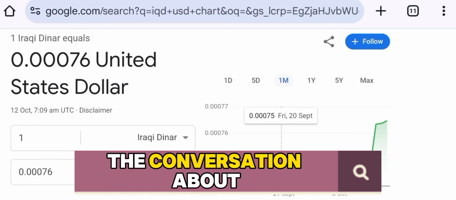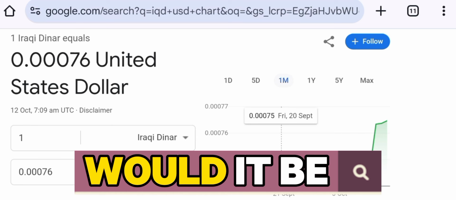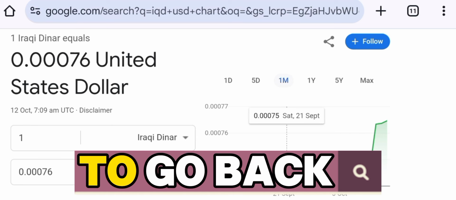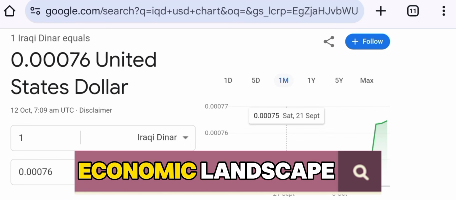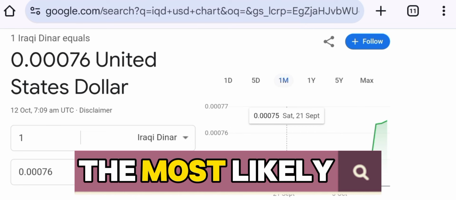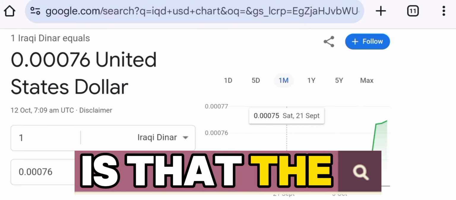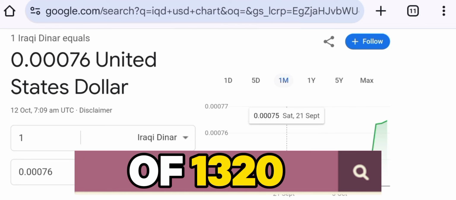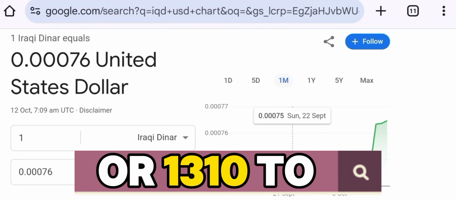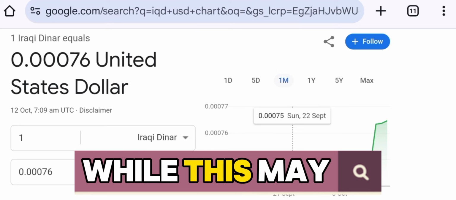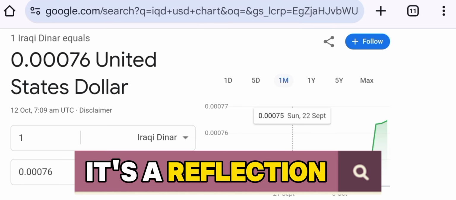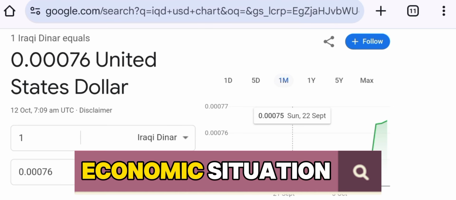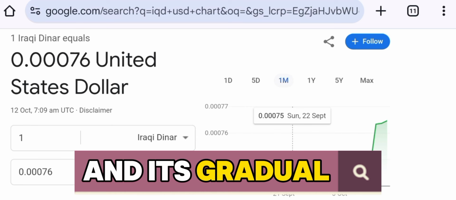This leads to the conversation about fairness. Would it be fair to expect the dinar to go back to $3.22 in today's world? Given the current economic landscape, many believe that the most likely scenario is that the dinar will remain in the range of 13.20 or 13.10 to the dollar. While this may not be the drastic change some investors are hoping for, it's a reflection of Iraq's current economic situation and its gradual recovery.